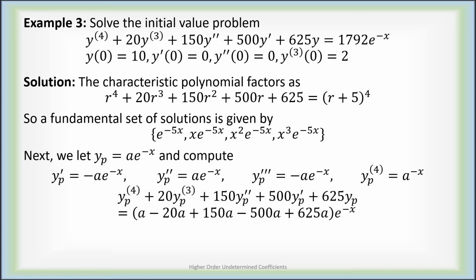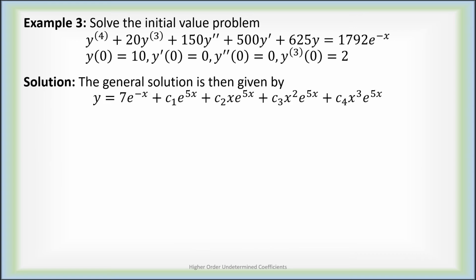Then we take these and put them into the original differential equation, which simplifies down to 256a e to the minus x. And we were trying to get out 1792 e to the minus x. That just means a is 7. Therefore, y sub p is 7 e to the minus x. So we have a fundamental set of solutions to the complementary homogeneous equation and one particular solution to the original non-homogeneous equation. So the general solution can be given by the one particular solution we found plus an arbitrary linear combination of elements of our fundamental set.